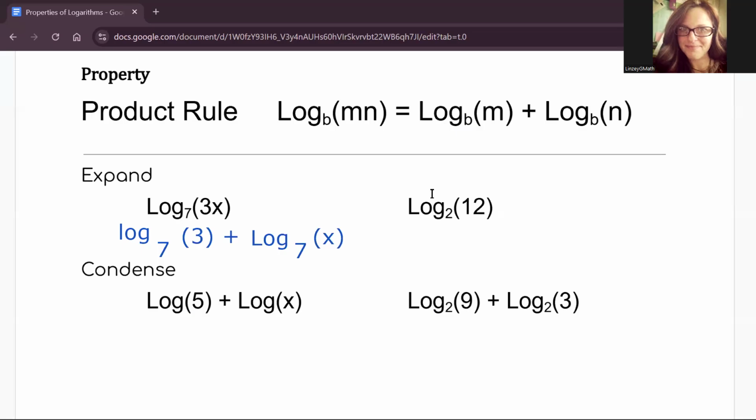All right, and the second one here, I'm going to go to log base 2 of 12, and we'll expand. Log base 2 of 4 plus, and I'll show you why I picked that, log base 2 of 3. So 4 times 3 is 12. And now we can simplify log base 2 of 4. 2 to what power gives you 4? And we can get 2. So we can simplify this to 2 plus log base 2 of 3.